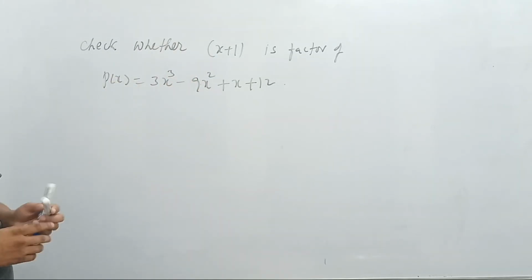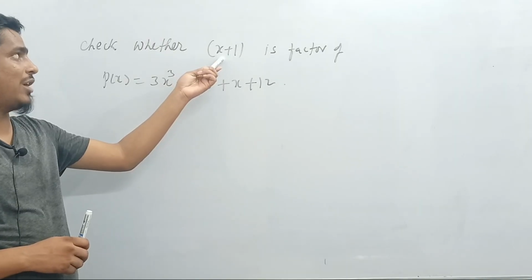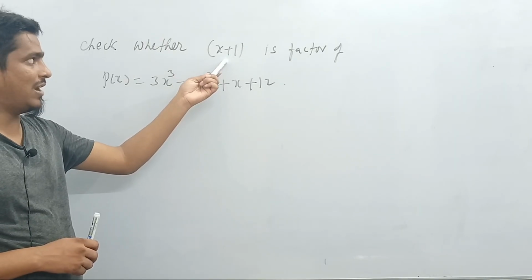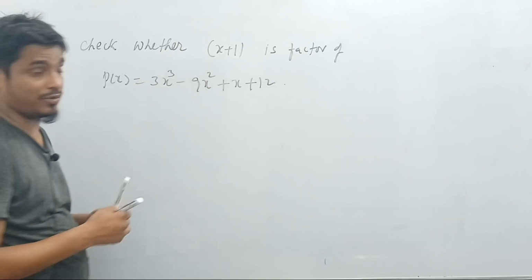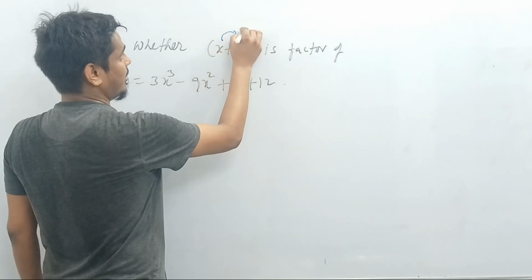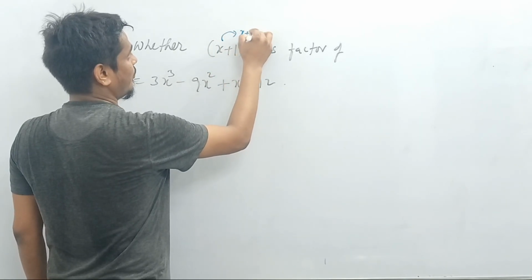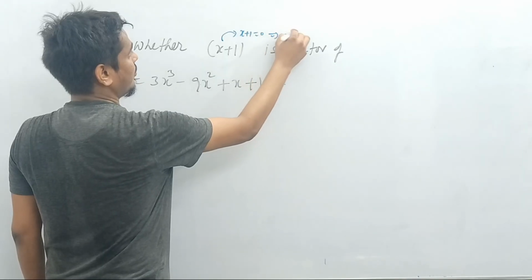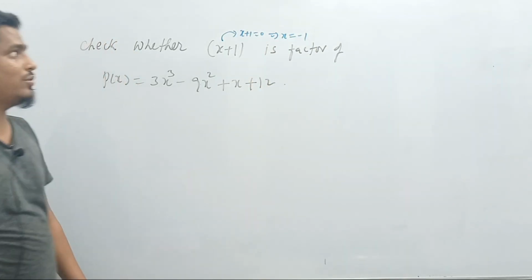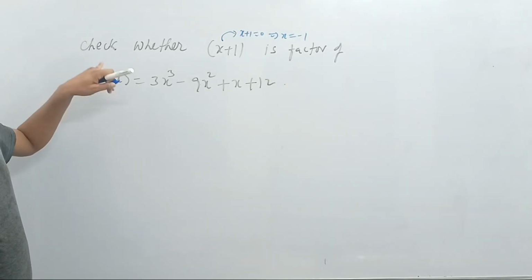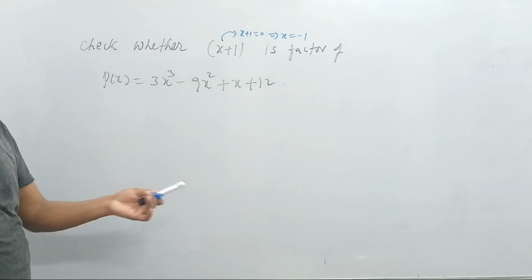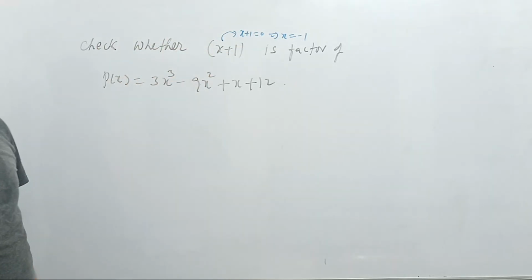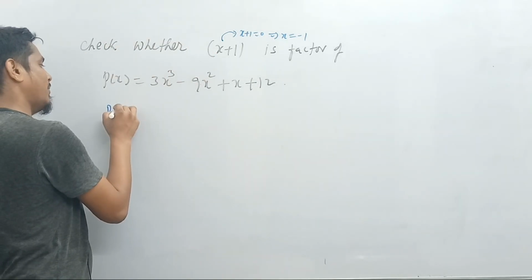In order to check whether this is a factor or not, we need to equate it to 0 and find the value of x from here. When we equate x plus 1 to 0, we get x equal to minus 1. So we need to check whether P(x) at x equal to minus 1 is equal to 0 or not. If it is 0, then x plus 1 is a factor; if not, x plus 1 is not a factor. So let's substitute x equal to minus 1.